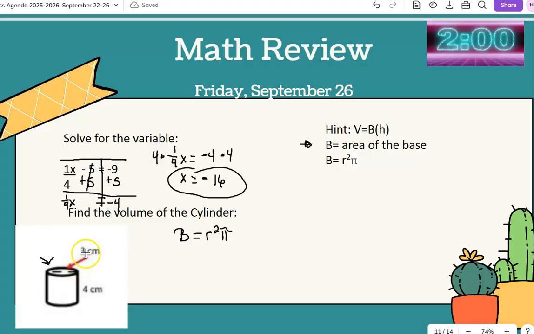They gave me the diameter. The diameter is 3. To get my radius, I have to divide it by 2. 2 goes into 3 1.5 times. So I know that r equals 1.5. So I'm going to do base equals 1.5 to the power of 2 times pi, which is 3.14. 1.5 to the power of 2 is 2.25. And then we're going to do that times 3.14.